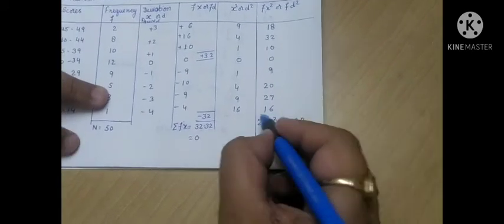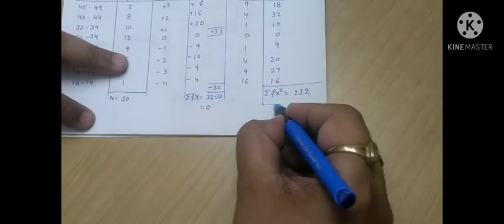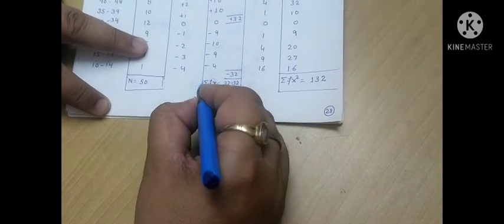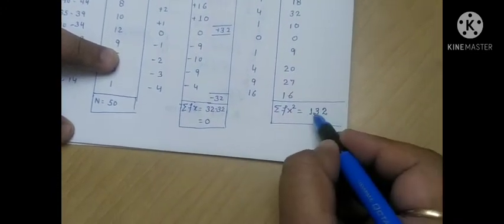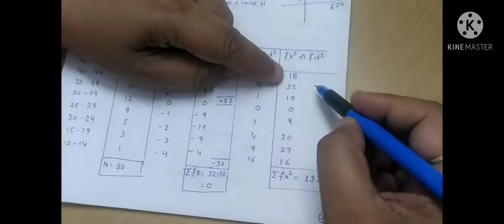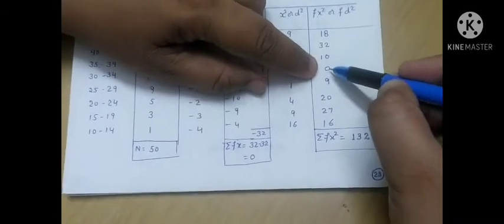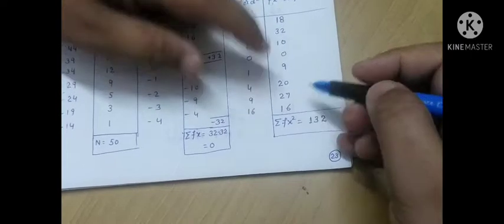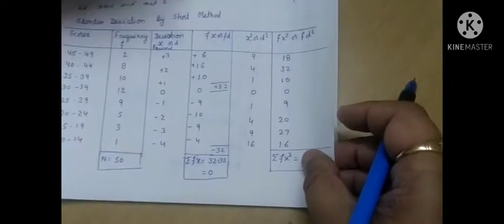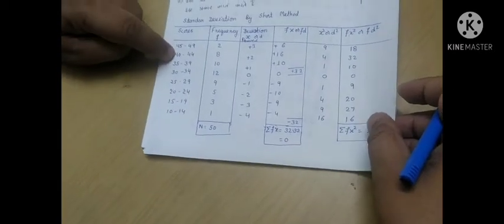So next step is summation fx square. Find out summation fx square, and this summation fx square is equal to 132. How is it to be obtained? 18 plus 32 plus 10 plus 0 plus 9 plus 20 plus 27 plus 16. So summation fx square is 132, summation fx is 0, n is 50, and the class interval is 5.